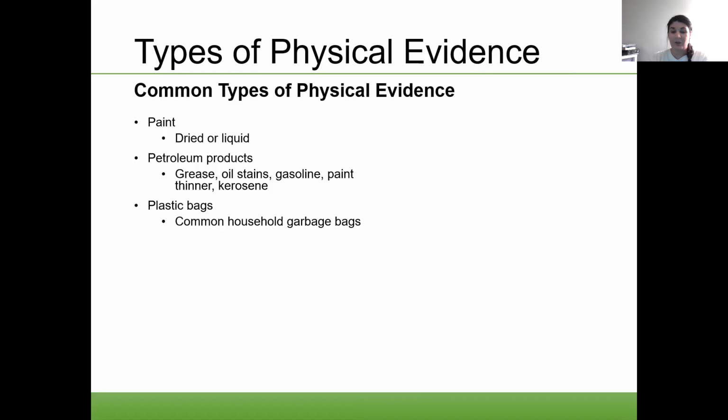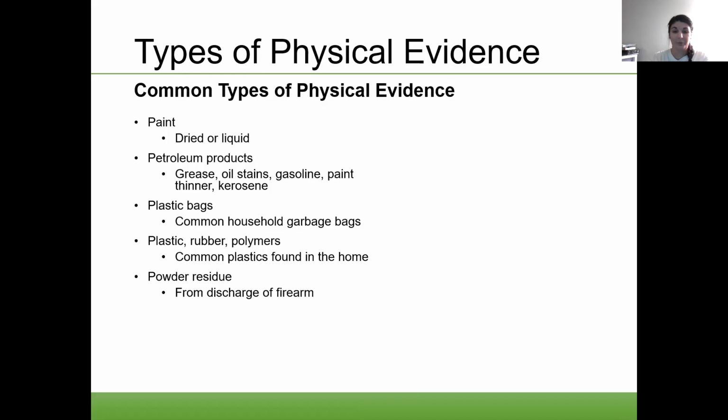between the time when they arrived and when they got their next batch, when they were all gone. And it also has to do with the striations in the garbage bags. There's a lot of stuff you can get from garbage bags, which I didn't know. Plastic, rubber, polymers, common plastics found in the home.